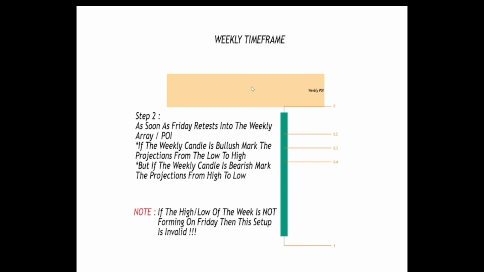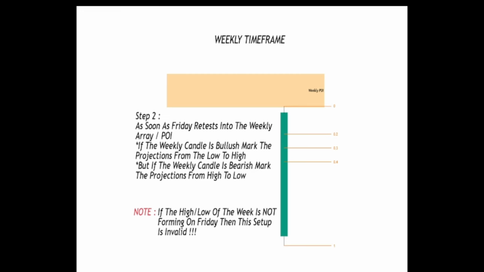Hopping into the next page, on the weekly time frame, make sure you're on the weekly time frame, you can't be on the daily. Step 2, as soon as Friday retests into a weekly array, a weekly PD array, or a point of interest, as we talked about, if the weekly candle is bullish, as you can see in this picture, you gotta mark the Fibonacci, with the levels we just showed, from the low to the high of the weekly candle. From the low to the high.